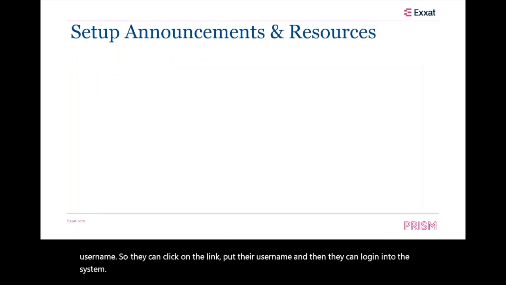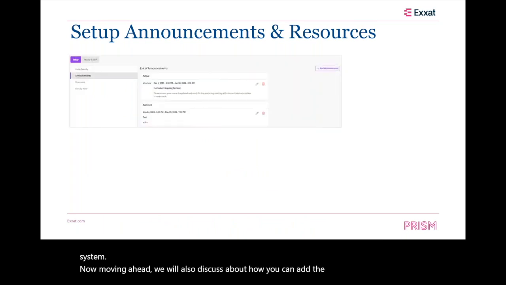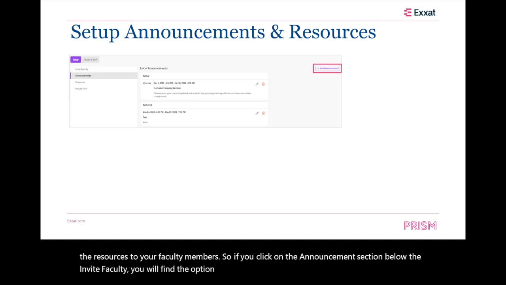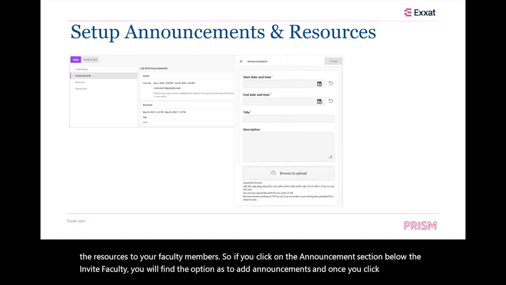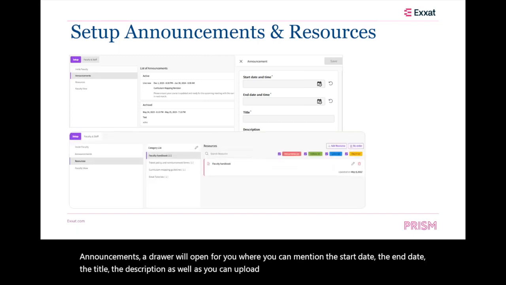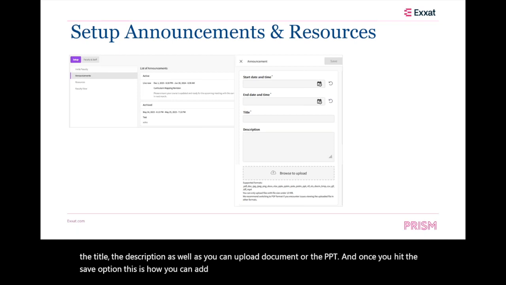Now moving ahead, we will also discuss how you can add announcements as well as resources for your faculty members. So if you click on the announcement section below the invite faculty, you will find the option to add announcements. And once you click on add announcements, a drawer will open for you where you can mention the start date, the end date, the title, the description, as well as you can upload a document or a PPT. And once you hit the save option, this is how you can add an announcement for your faculty members.